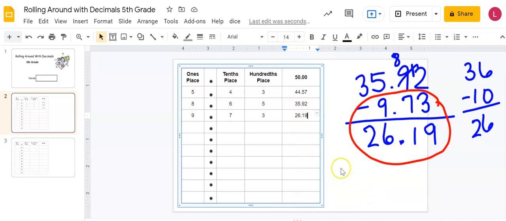So the goal here is to hopefully by the end get the lowest number possible. So you can keep going. And you can actually, on the next screen, start fresh from 50. So roll around with some decimals. Have fun, boys and girls.